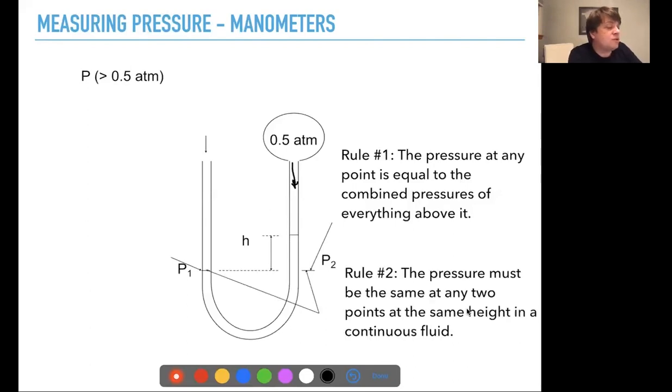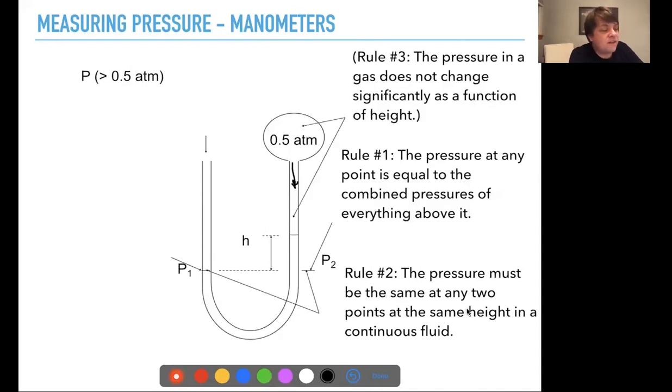Rule 2: the pressure must be the same at any 2 points of the same height in a continuous fluid, because if they weren't, the fluid would adjust so that the pressures would be the same. And finally, rule 3: because gas is far less dense than liquid, the pressure in a gas does not significantly change as a function of height. So if we're looking at the height between the bulb of gas and the liquid surfaces, we don't count that height because the gases are so much less dense. There's much less mass pressing down.